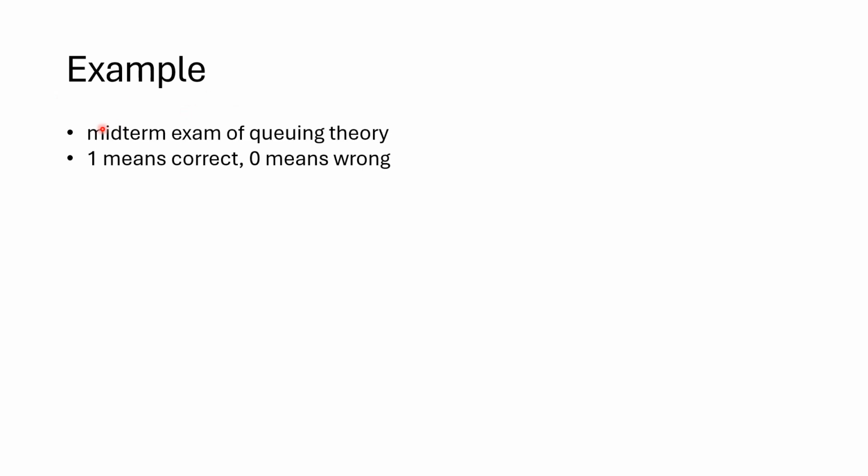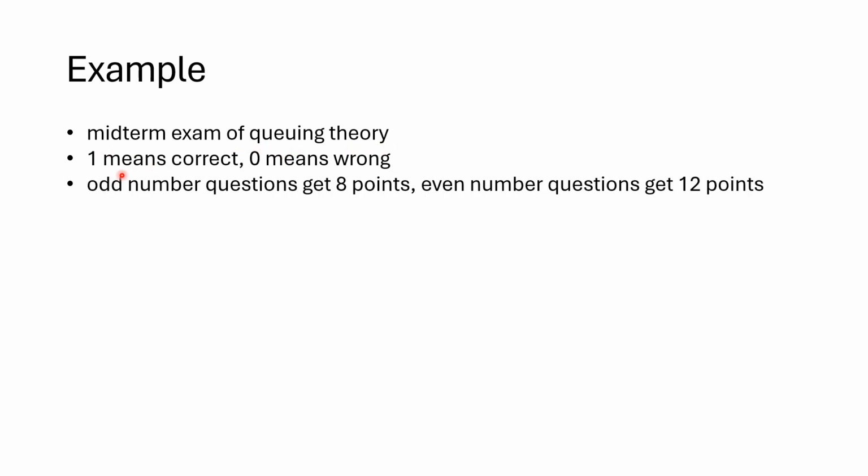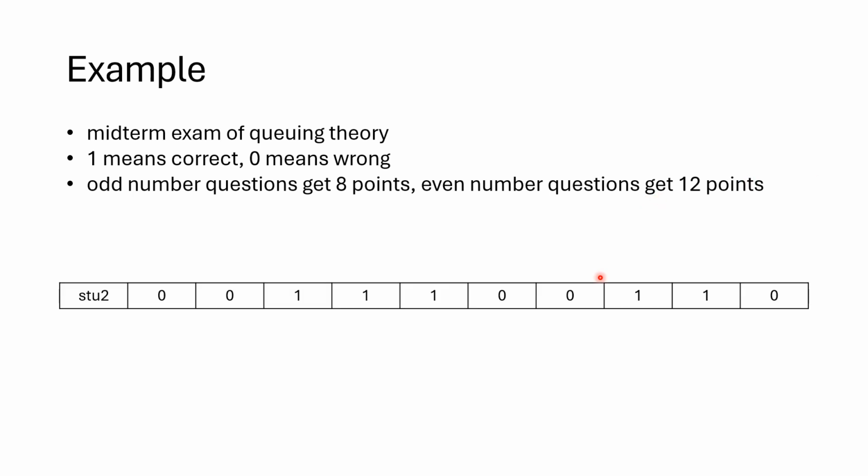And now let's give an example of splitting. It's still the example of the midterm exam of queuing theory. Now we define that the odd number questions get 8 points and the even number questions get 12 points. So in these 10 questions, the total is still 100 points.